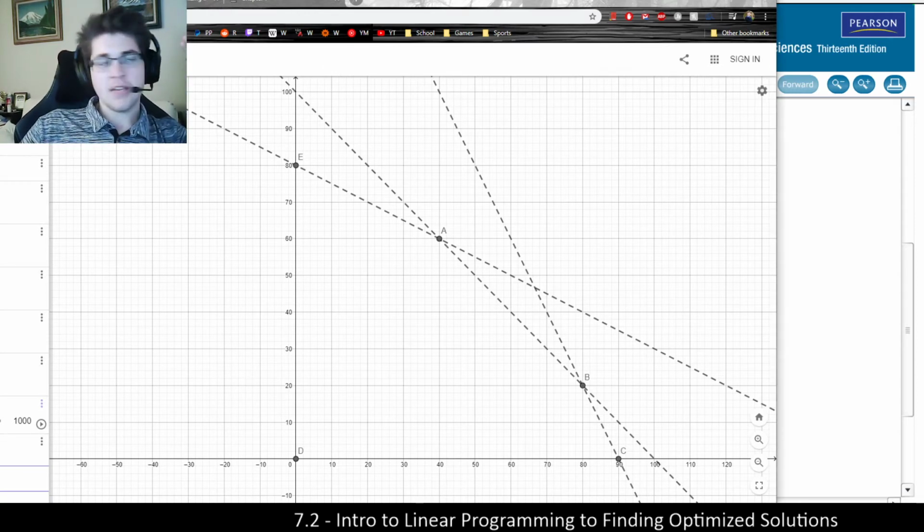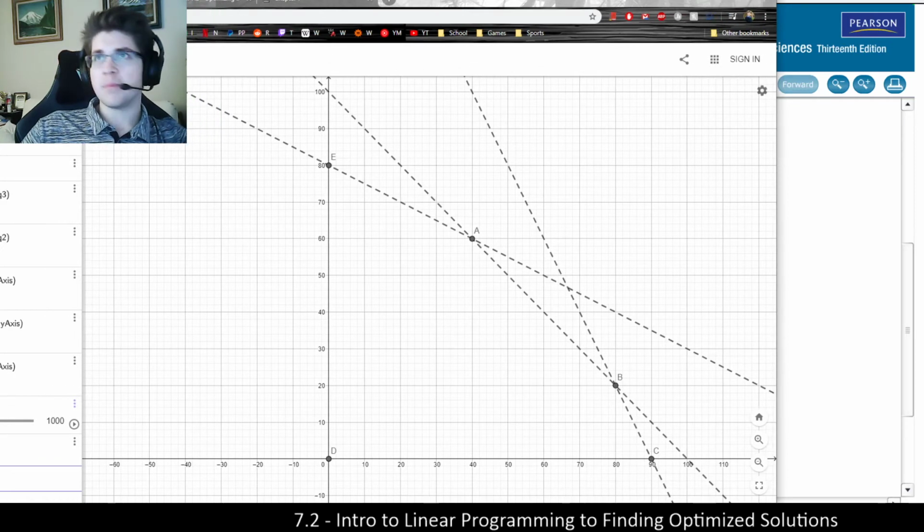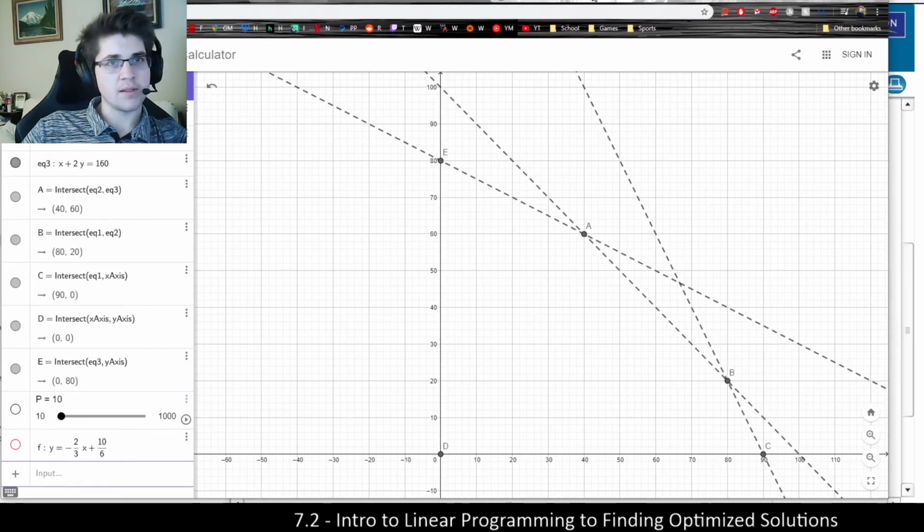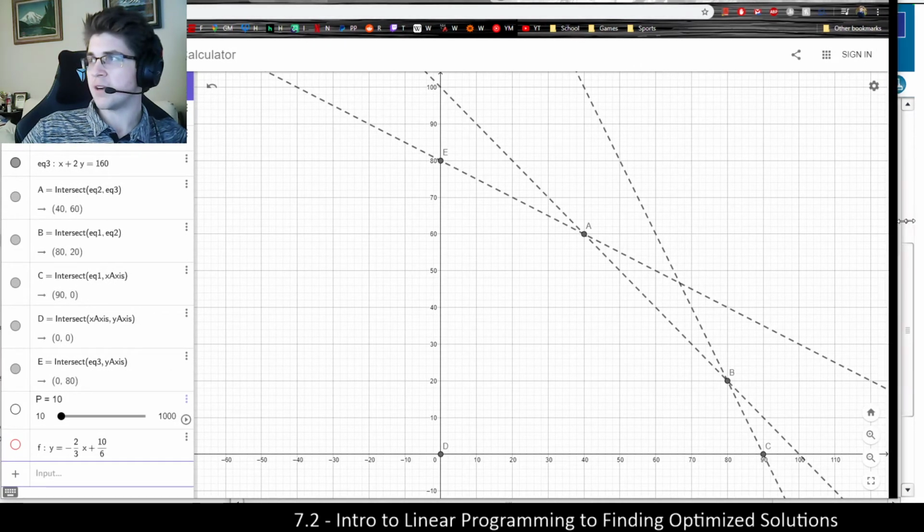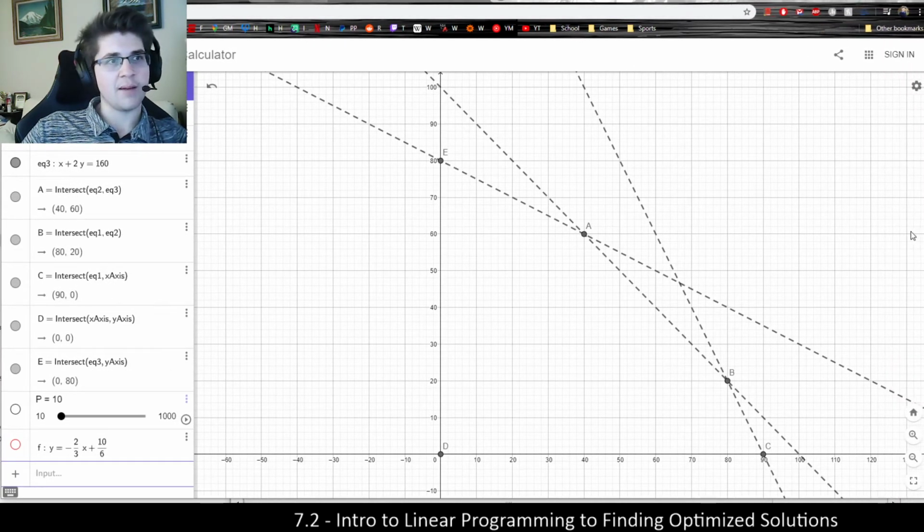But basically, notice that what I have graphed here is, let me move this so you guys can see it a little bit better. Sorry, I'm a little disorganized. I'm so tired right now, but I'm going to get this done.